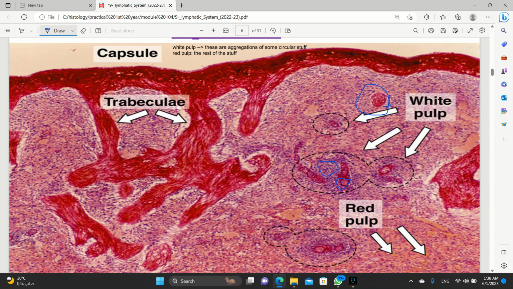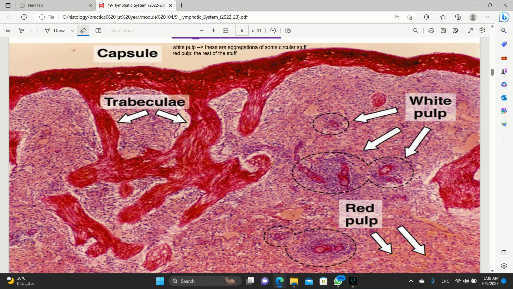So the white pulp has a central arteriole. Around it is the para-arteriolar lymphatic sheath. Then in the center, there's the germinal center. Around it is the follicular zone. Around the follicular zone is the marginal zone. The red pulp is the rest of the stuff. I know they have blood sinusoids and Billroth cords and stuff, but I'm just telling you how to memorize it. So again, that's the white pulp. That's the red pulp.